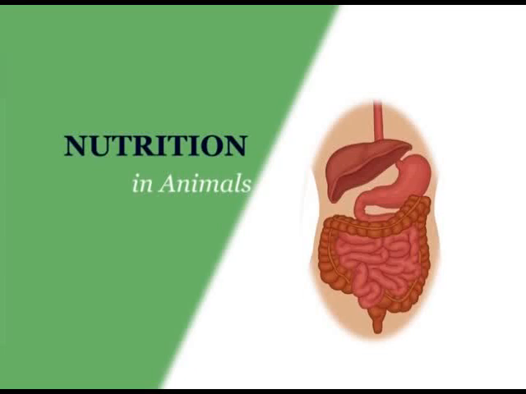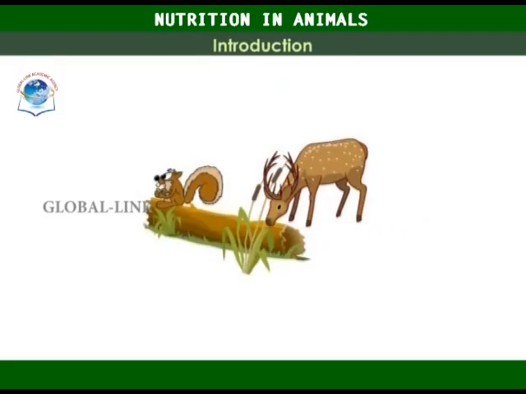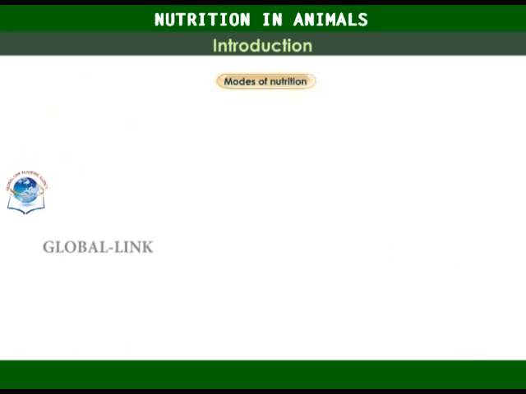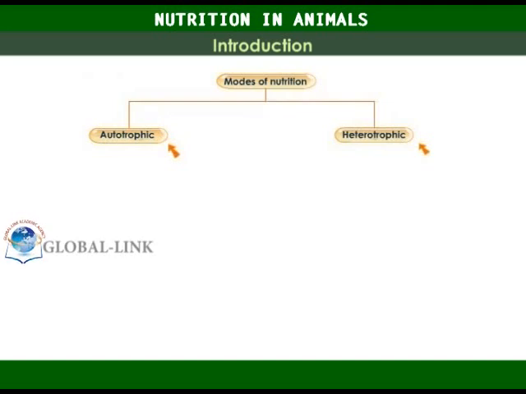Next chapter, nutrition in animals. We have defined nutrition as the whole process by which organisms take in and assimilate nutrients. Further, we have indicated there are two broad modes of nutrition, autotrophic and heterotrophic. We have looked at autotrophic mode of nutrition. In this chapter, we shall look at the heterotrophic mode of nutrition.